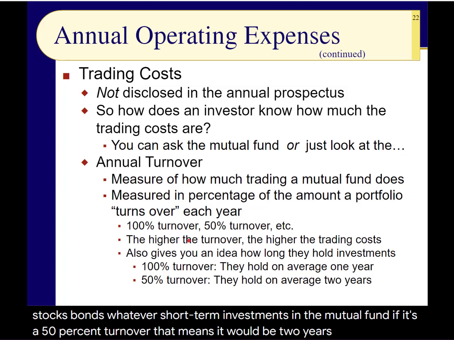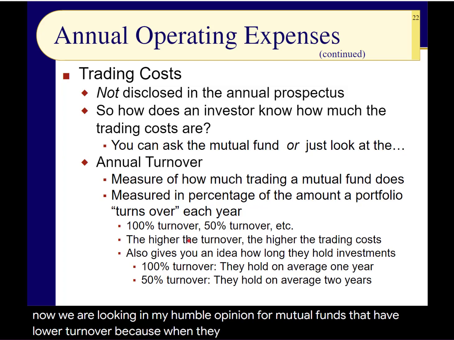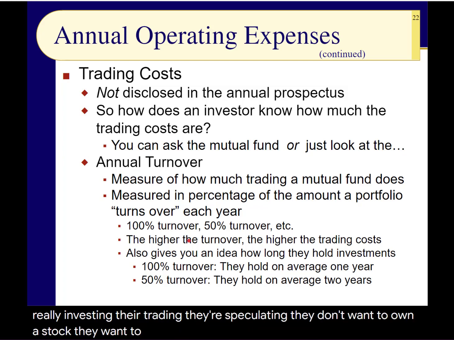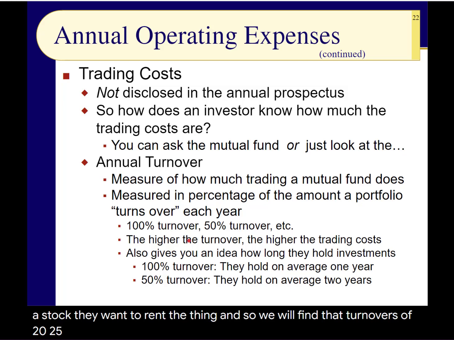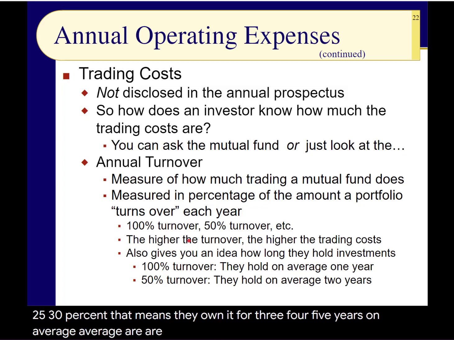200%, 6 months. Now, we are looking, in my humble opinion, for mutual funds that have lower turnover, because when they have very high turnover, they're not really investing, they're trading, they're speculating. They don't want to own a stock, they want to rent the thing. And so we will find that turnovers of 20, 25, 30%, that means they own it for 3, 4, 5 years on average, are decent. The lower, the better in general.